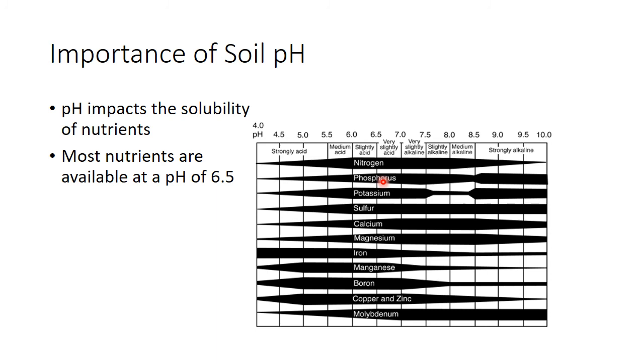And one thing to point out is there's sort of a Goldilocks zone of around pH 6.5, where across the board, pretty much every nutrient that a plant would need is either at or close to its maximum availability. And so usually we have a target pH of around 6.5, sometimes more or less than that. But for most plants that we grow, a pH of around 6.5 is usually best. And if you just look at all the different nutrients, they're all more or less available at that pH.